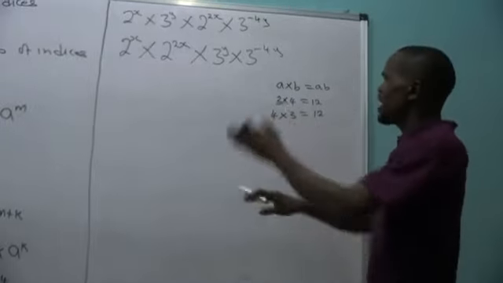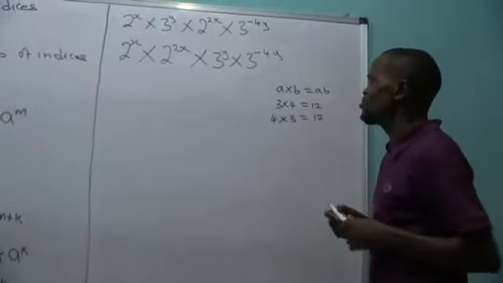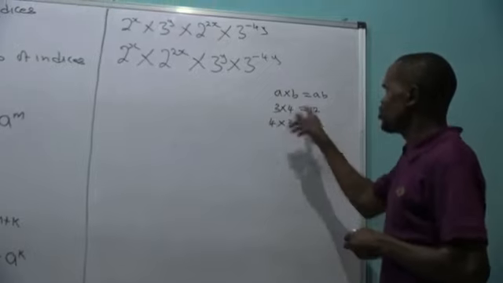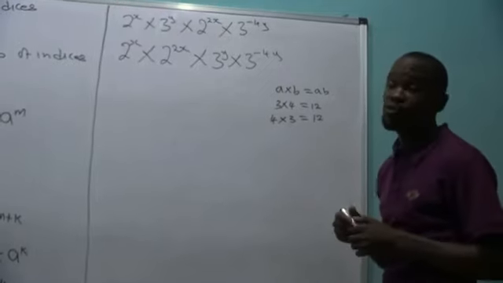So, in respect to the order, the position is immaterial in multiplication. Position is immaterial in multiplication. That's what we are learning now.